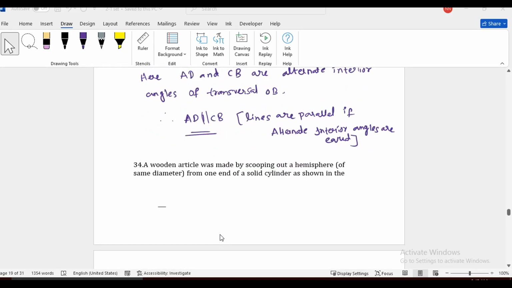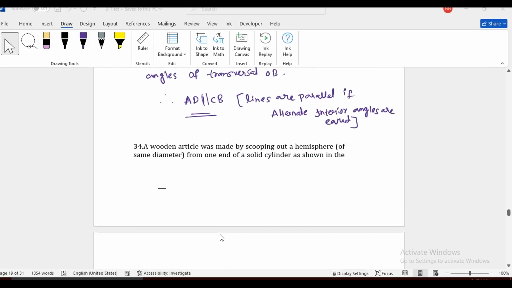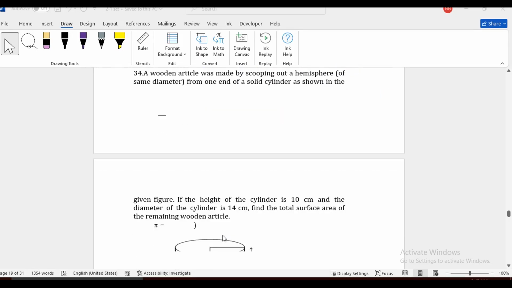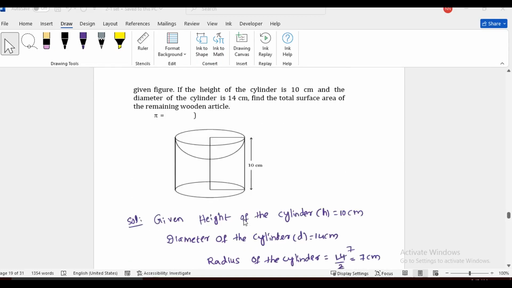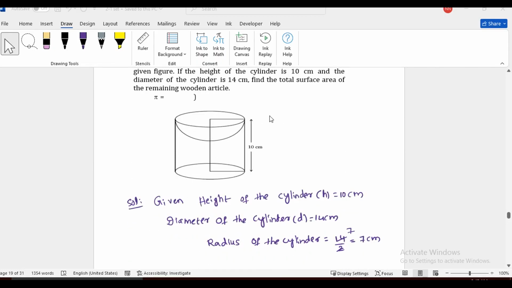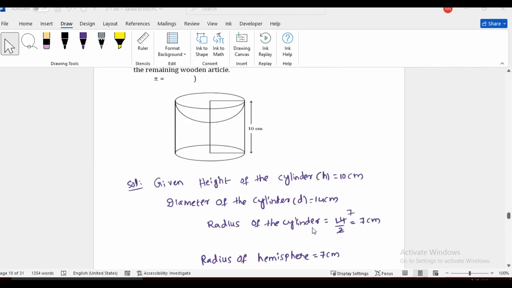Next, a wooden article was made by scooping out a hemisphere from one end of a solid cylinder as shown in the figure. If the height of the cylinder is 10 cm and the diameter of the cylinder is 14 cm, find the total surface area of the remaining wooden article. See, here is the given cylinder height, that is 10 cm, diameter of the cylinder 14 cm. From this we can write the radius of the cylinder, that is 14 by 2, 7 cm.